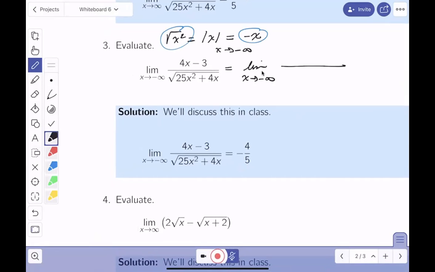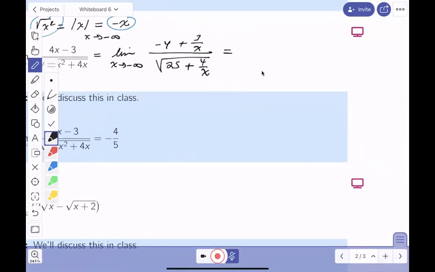Well, on top, if you divide by minus x, you get minus 4 plus 3 over x. On the bottom, we're dividing by the root of x squared. And what do you get over there? Well, you get 25 plus 4 over x.